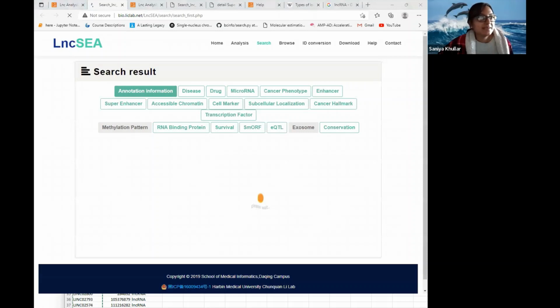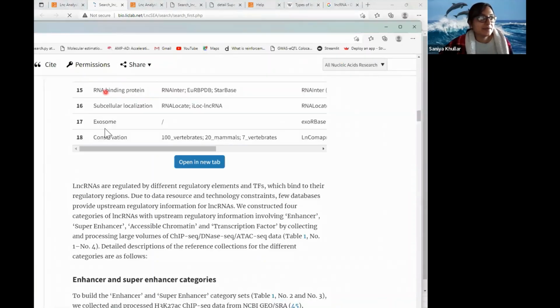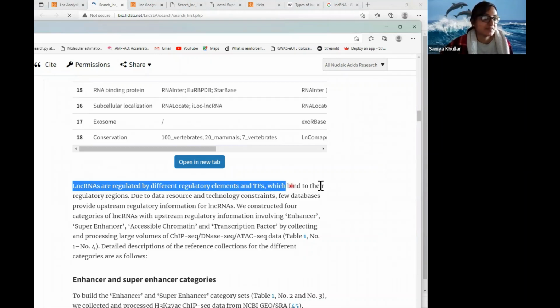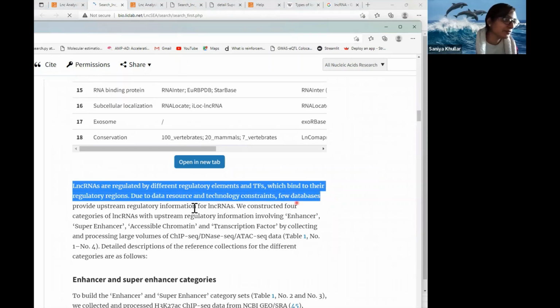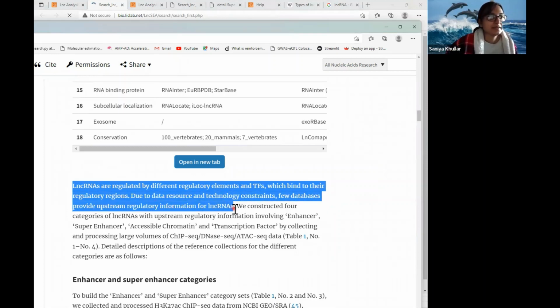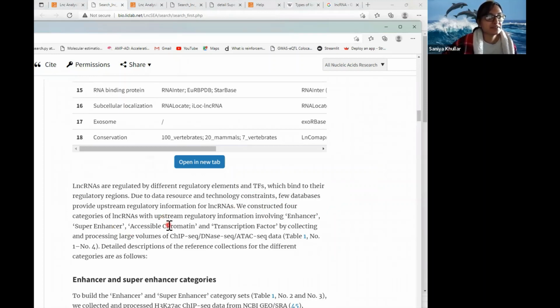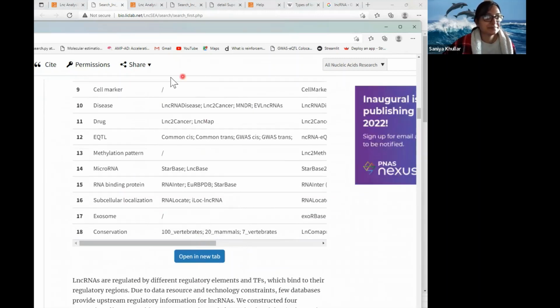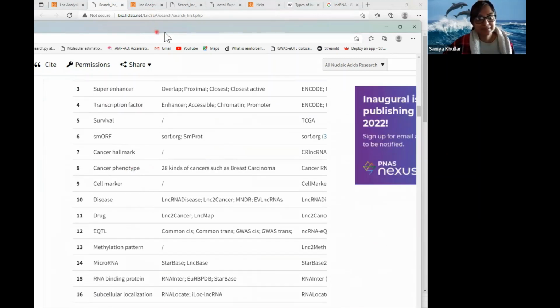While it's loading, they talk about how long non-coding RNAs are regulated by different regulatory elements like promoters, enhancers, and transcription factors, which bind to the regulatory regions. So they are looking at enhancers, super enhancers, accessible chromatin, and transcription factors by collecting and processing large volumes of ChIP-seq, DNase-seq, ATAC-seq, and so on. So they have a lot that they're doing.